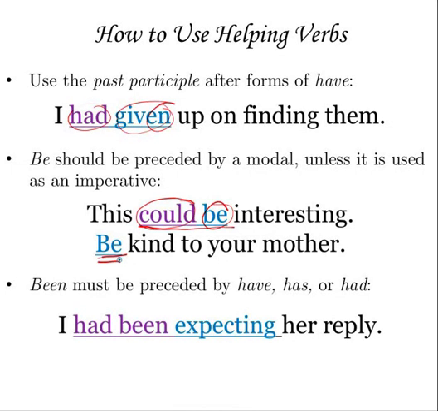Been, however, has to be preceded by have, has, or had. I had been expecting her reply. And once again, because you have been, whatever comes after it, the main verb has to be in present participle form with the ing, expecting.